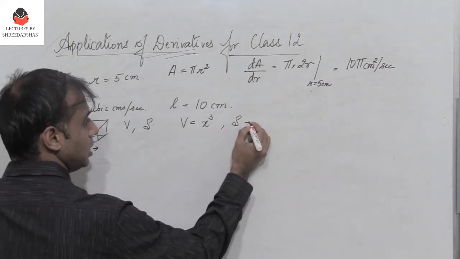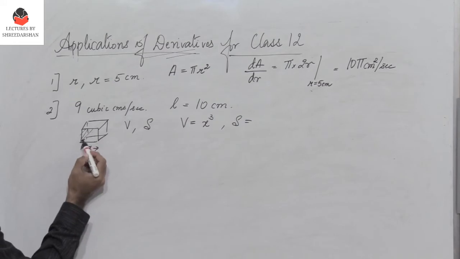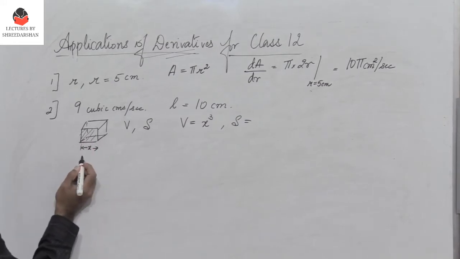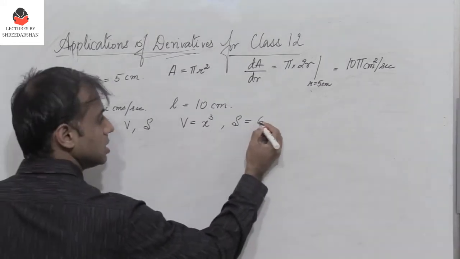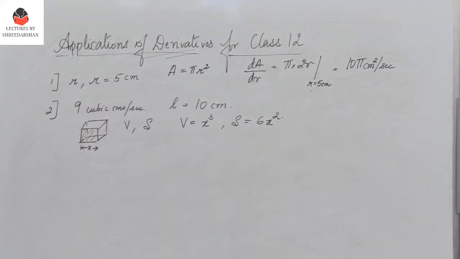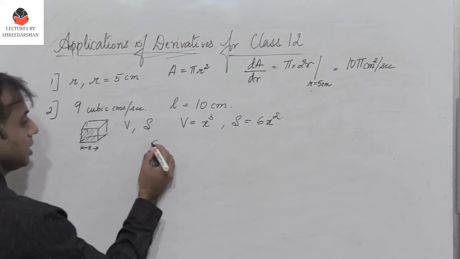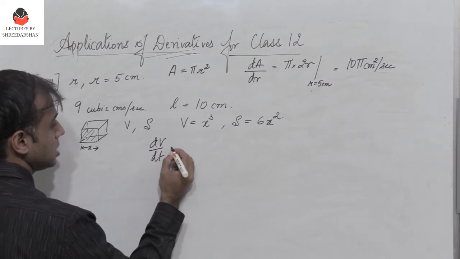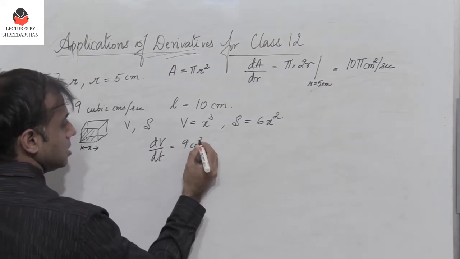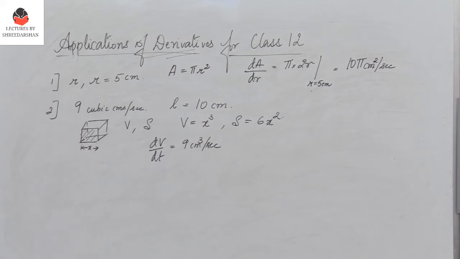And what about the surface area? The area of one side is x squared, but we have 6 sides, so it's going to be 6x squared. Now what has been given? It has been given that the volume of the cube is increasing at the rate of 9 cubic centimeters per second. So dV by dt is equal to 9 centimeters cubed per second. The rate of change of volume is given, which is dV by dt.